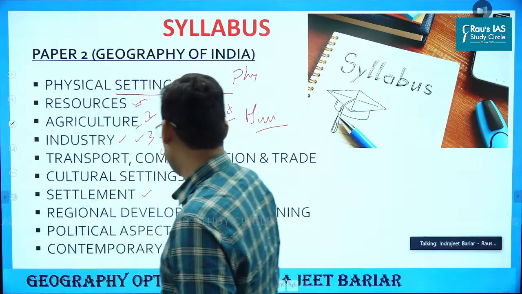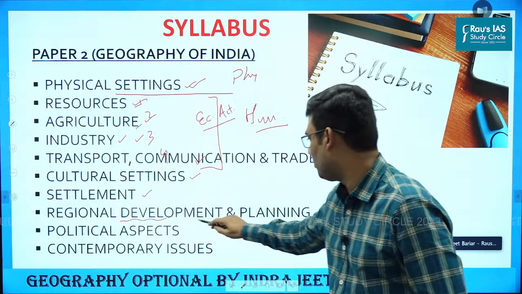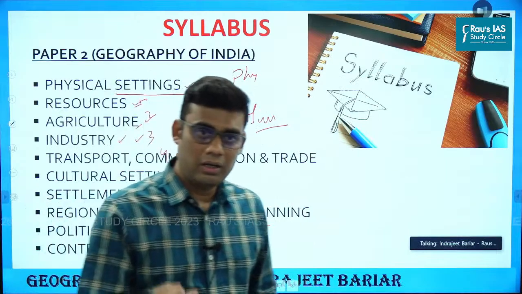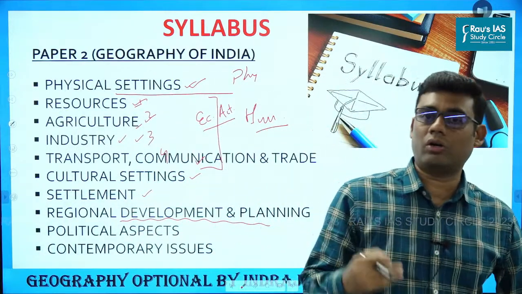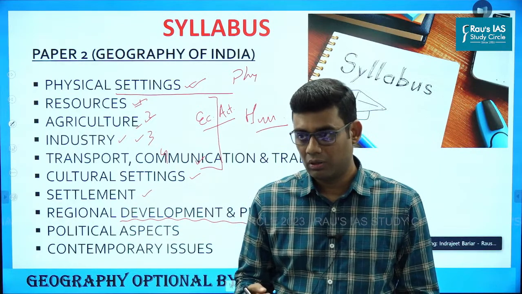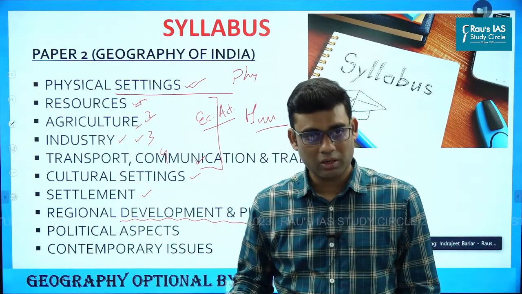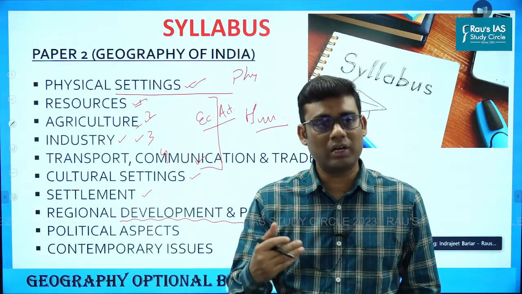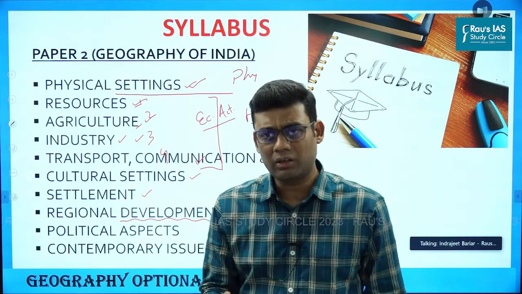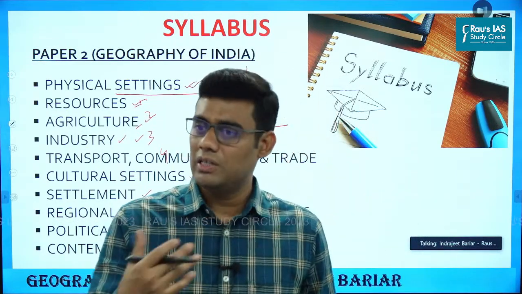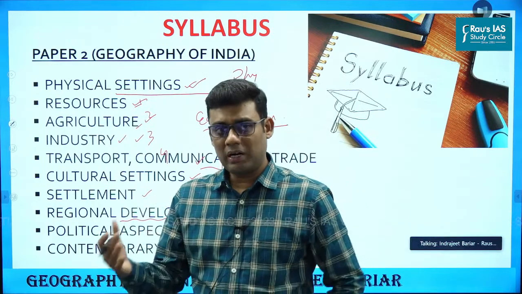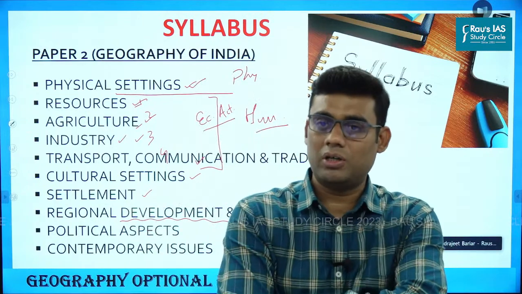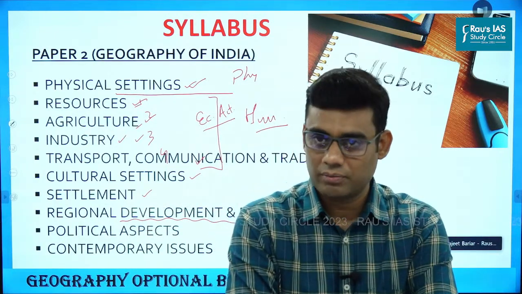Going beyond that, next we come to regional development and planning. This regional development and planning is a very interesting chapter, and in the present time there is a lot of emphasis in our paper on this particular chapter, because of the developmental aspect of governance that we are talking about these days in the country. There are a number of development schemes and programs running, but for all of them, one aspect that comes into the picture is regional disparities.